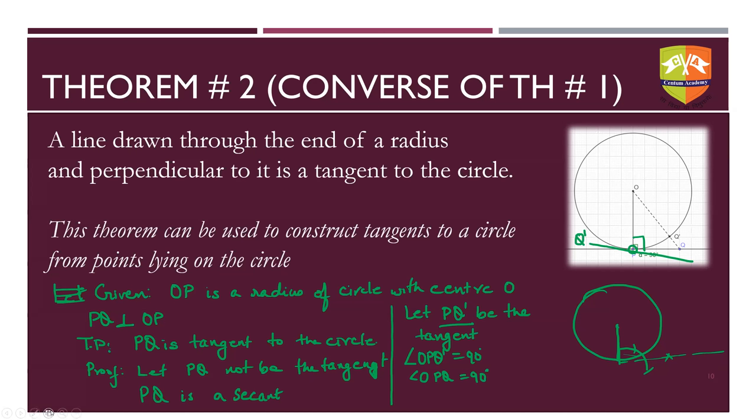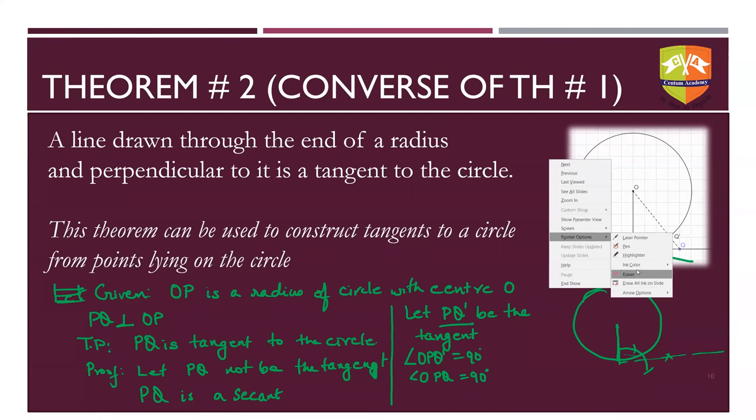Okay, what does it mean? If OPQ dash is 90 and OPQ is 90, that means if Q dash and Q are on opposite sides, so there are two possibilities. No, let me just delete this part so that I get some space. So two possibilities. What are the possibilities? I will give you two proofs for this.